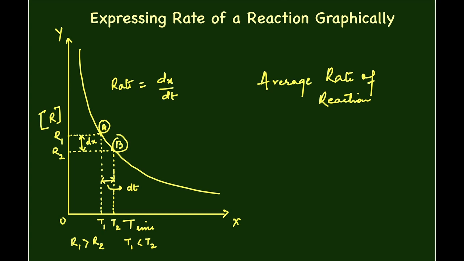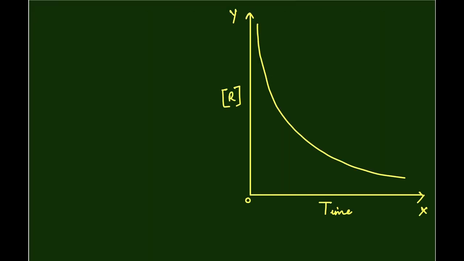Similarly, we can also calculate the rate of reaction at a particular instant. Suppose we want to calculate the rate of reaction at point A or at point B, so what would be the precise rate of reaction? For that, we need to find out the instantaneous rate of a reaction. So how to measure the instantaneous rate of a reaction? That means how to measure the rate of reaction at any given point, taking any concentration of the reactant under observation.